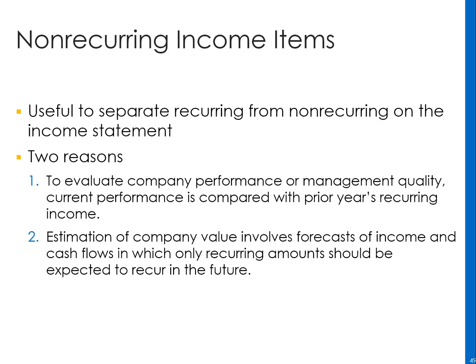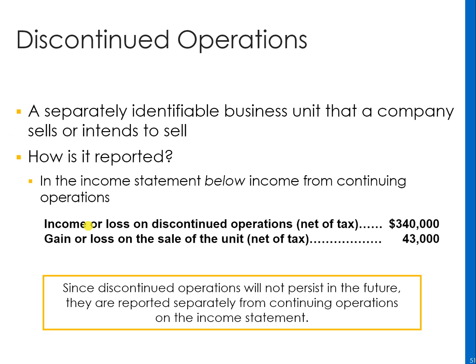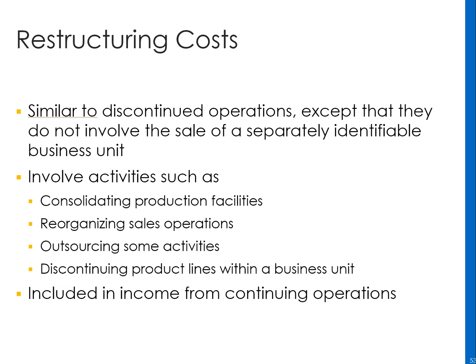And finally, that's non-recurring items. I think we talked about non-recurring items, and typically we have restructuring charges and discontinued operations, and these discontinued operations will be reported net of tax effect. And that's it.